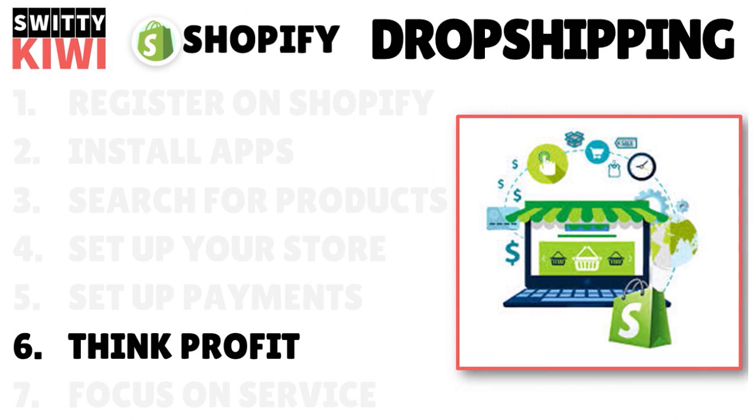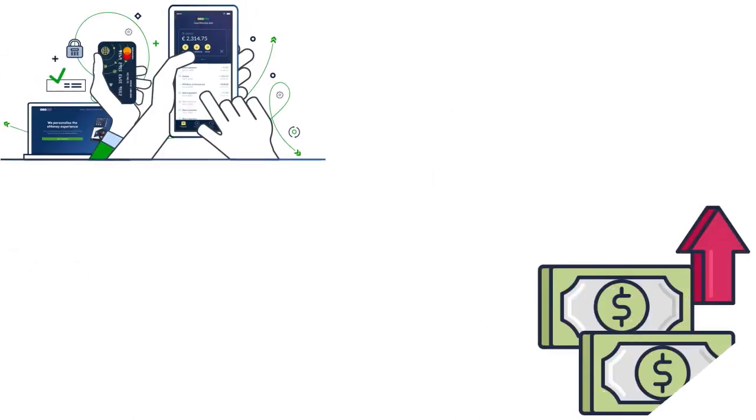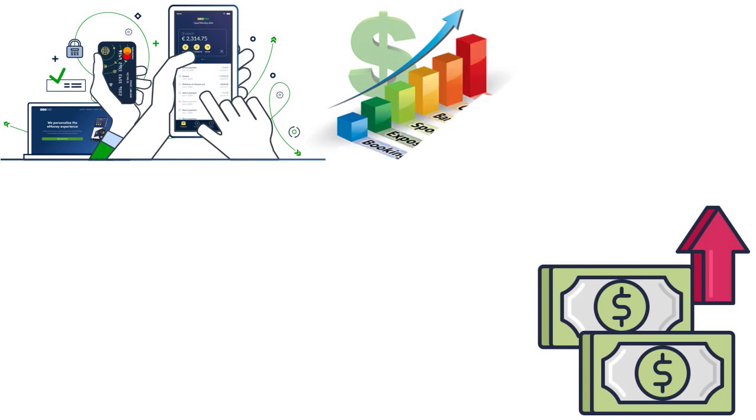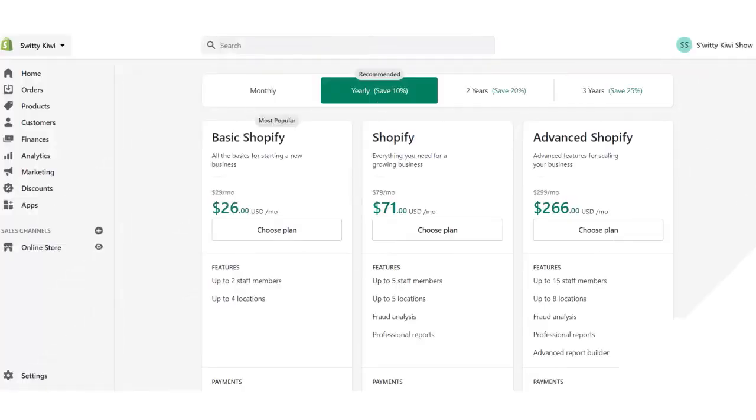Step number 6, you want to think profits. To think about profits, we're going to focus on cost and revenue, okay? Let's first look at the cost. So you have the Shopify plans and pricing, how much it costs here, you can see on the screen.